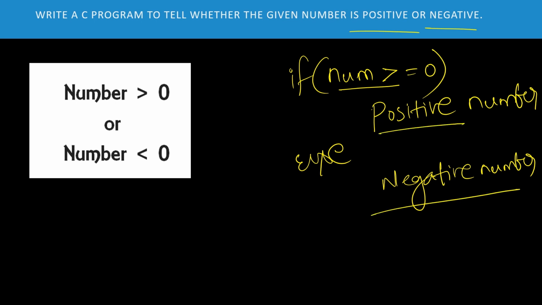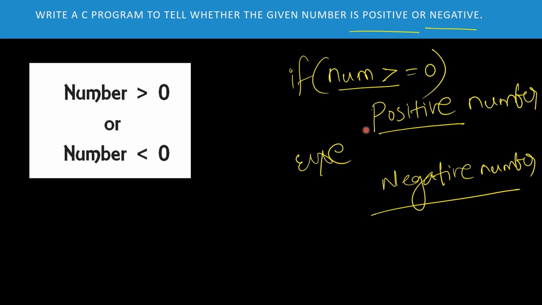It is a very simple question. I am thinking that you people got how to tell whether the given number is positive or not. You will tell based upon whether the given number is greater than or equal to 0. If the given number is greater than or equal to 0, then it is a positive number. Else, it is a negative number, right?